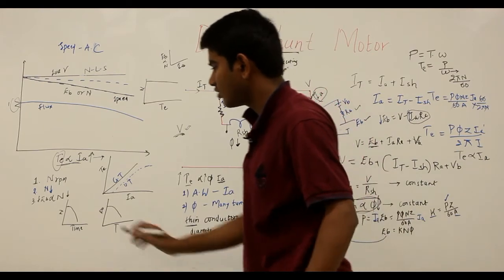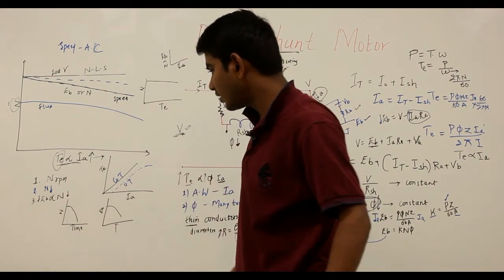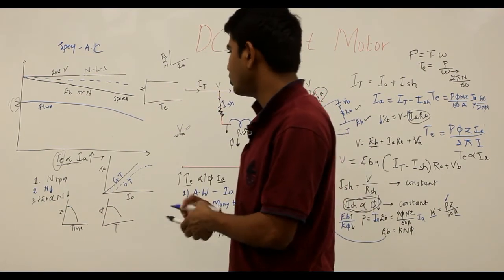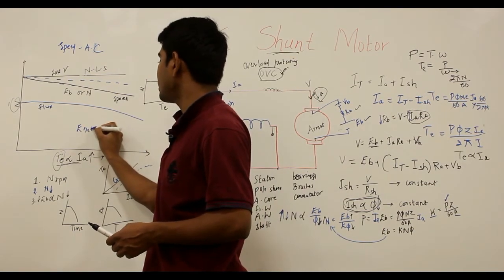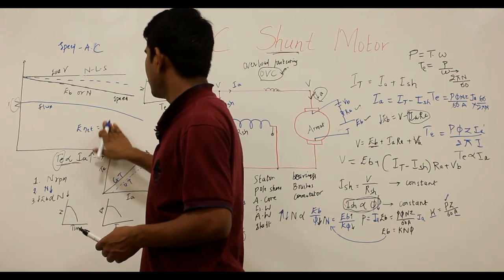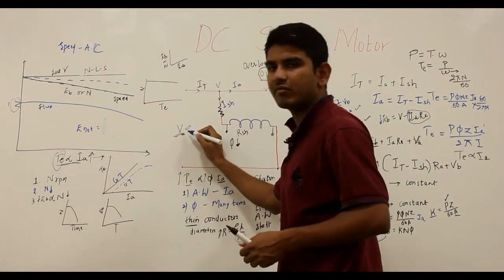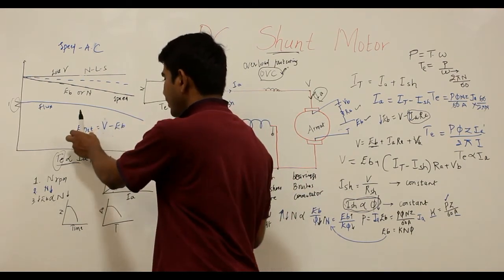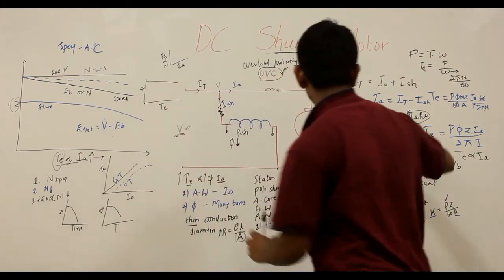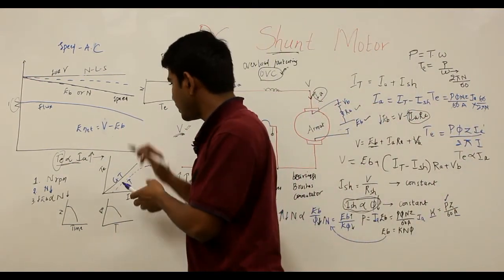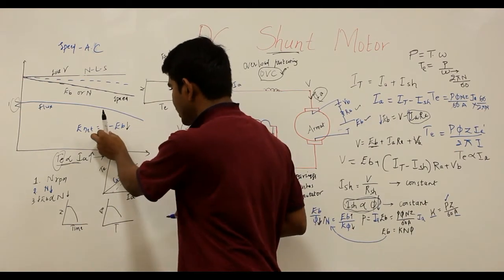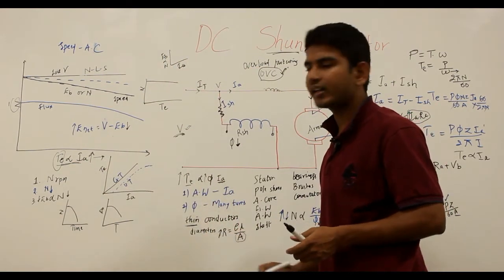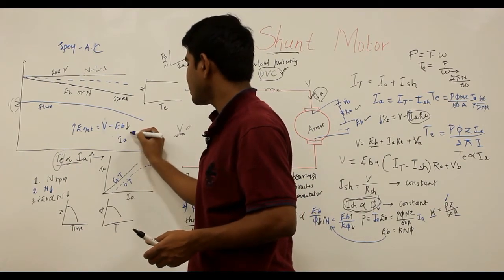Now we have seen there will be a reduction in the back EMF, and as there is a reduction in the back EMF, my net voltage increases, because your net voltage E net can be given by V minus Eb, where the supply voltage V remains constant. So as your Eb is reducing and the supply voltage V is constant, your E net increases, and as this net voltage increases, your armature current increases.